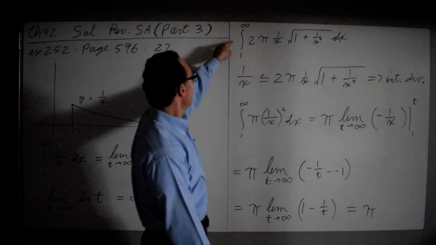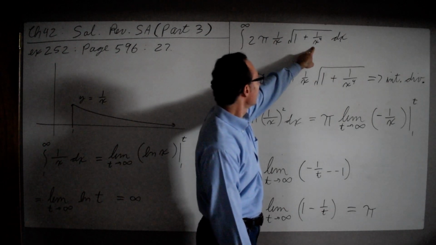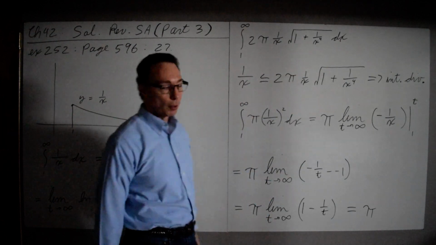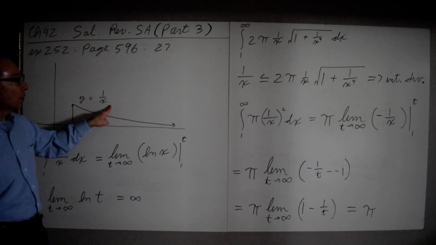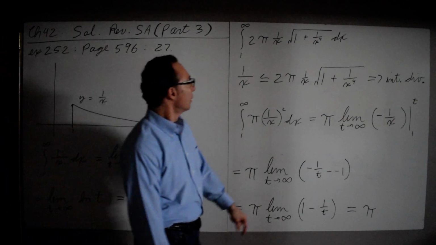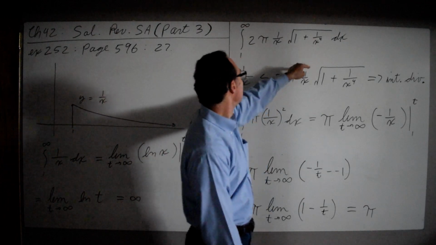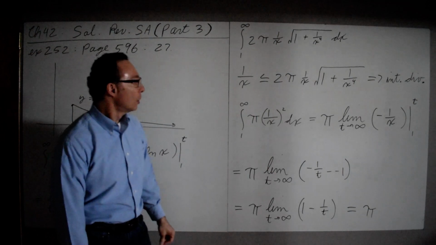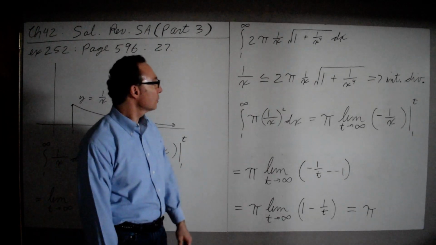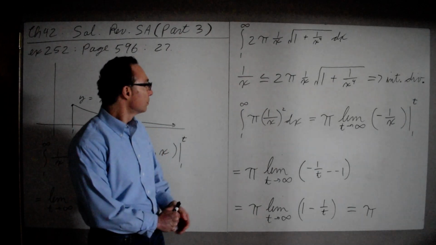So we integrate 1 to infinity of 2 pi times our function, times the square root of 1 plus the derivative of the function squared. Remember, the derivative of 1 divided by x is negative 1 divided by x squared. So when we square that term, we have 1 divided by x to the fourth. So we're integrating this function. Now, we're not actually going to integrate this. We're just going to use the comparison theorem to show that it diverges.